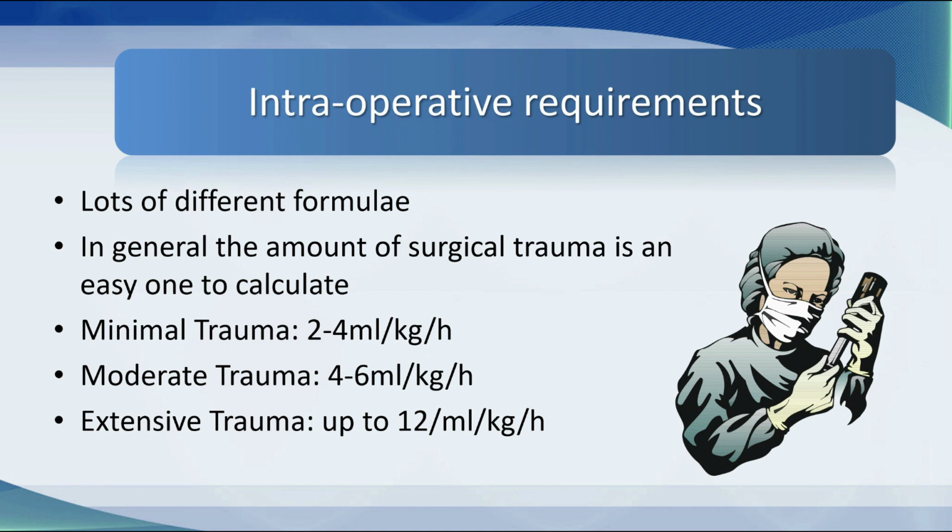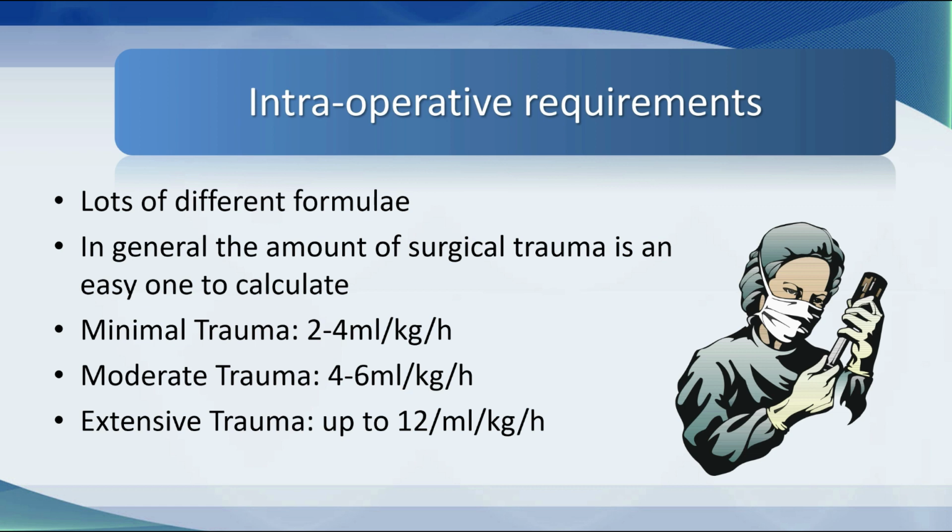In the operating room, of course, the patient will have other requirements, and there are lots of different formulas for this. One of the formulas that is commonly used is that you look at the amount of surgical trauma and you calculate out how much they need based on that. So if the patient has minimal trauma, you give 2 to 4 mils per kilo per hour. Moderate trauma is 4 to 6 mils per kilo per hour, and extensive trauma up to 12 mils per kilo per hour of resuscitation fluid.